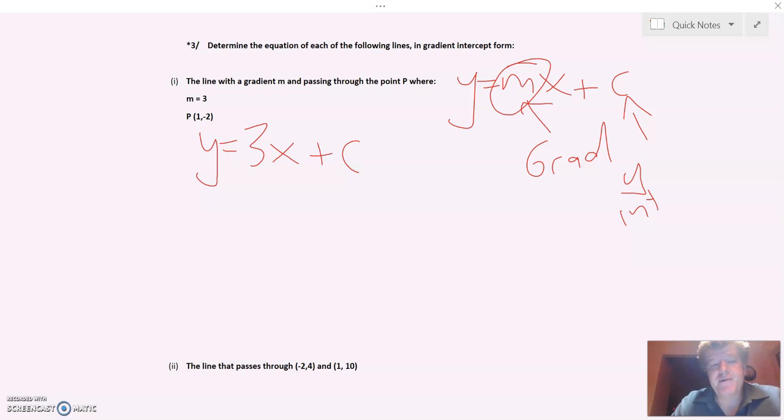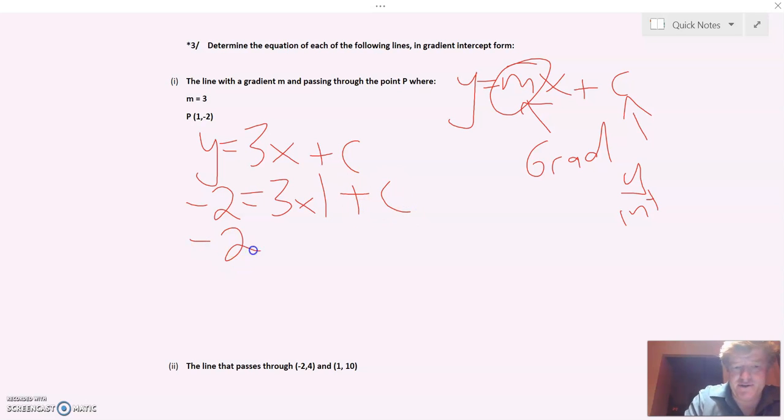We don't know what that value is, but we do know that the point (1, -2), where x equals 1 and y equals negative 2, is in the line. So remembering always the first coordinate is the x value, the second coordinate is the y value. So let's substitute those numbers in and we'll see what we get. So y is negative 2 equals 3x, so 3 times 1 plus c. So negative 2 equals 3 plus c.